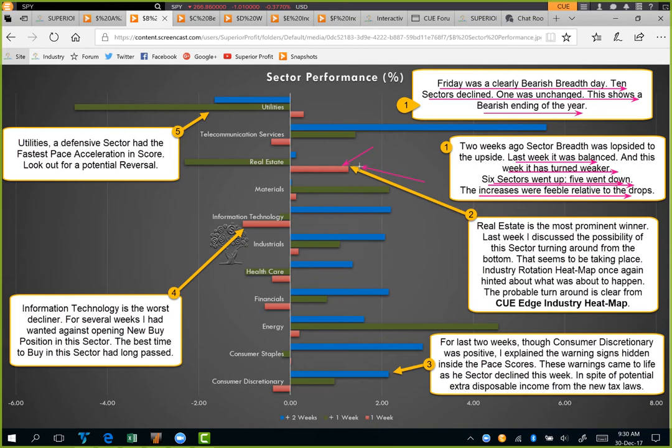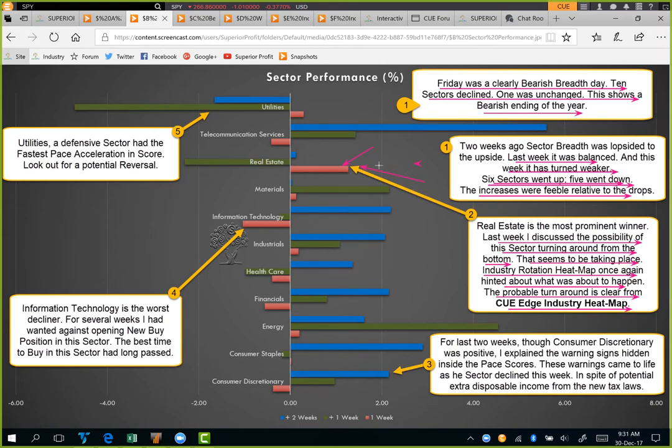Now, real estate was the best performer. In last market roundup, I discussed the possibility of this sector turning around from the very bottom. That seems to be taking place. Industry rotation heat map once again hinted about what was about to happen. The probable turnaround is clear from the QH industry heat map. We'll look at this heat map shortly.